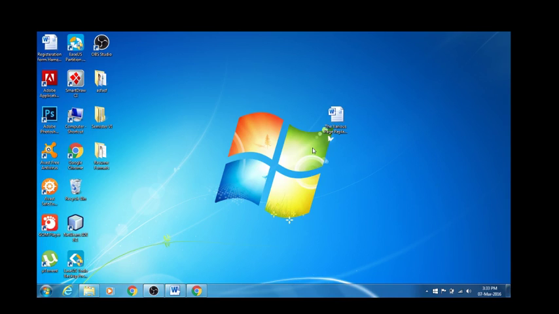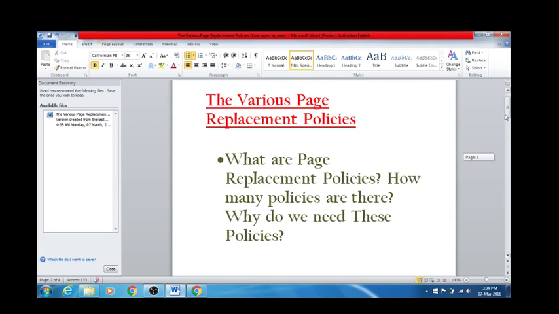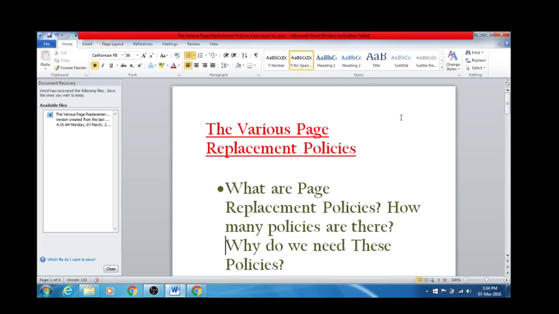In this webinar, I intend to explain a very basic and important concept in operating systems. This concept also plays a very important role in computer architecture and organization. This topic is nothing but the various page replacement policies. So I'm going to open this Word file. I'm going to be teaching this with the help of a few examples. Once we are able to solve the example, we get a clear idea of what these policies are.